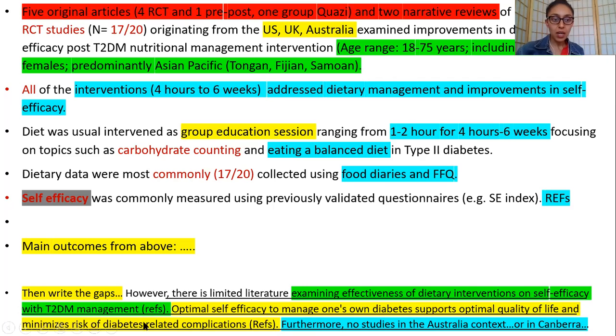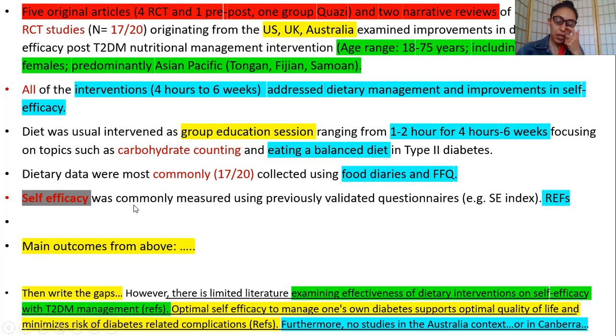All right, so this makes sense. I have told you how the IV is measured. And then I also give you a bit more detail, that the dietary data were most commonly, so now I can give you numbers, collected using food diaries and food frequency questionnaires. So when you're teaching them about carbohydrate counting and stuff like that, this is the kind of dietary information you're collecting using food diaries. And now your DV. How was your DV measured?